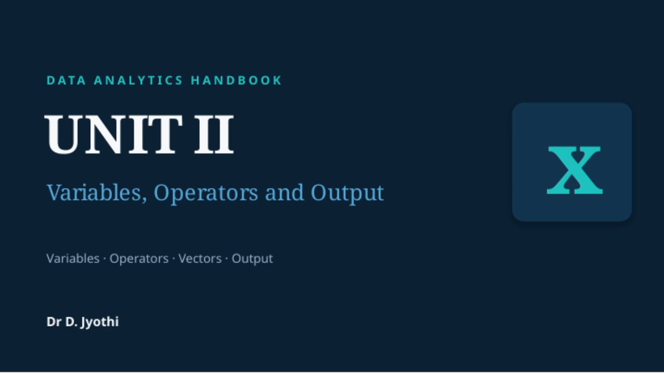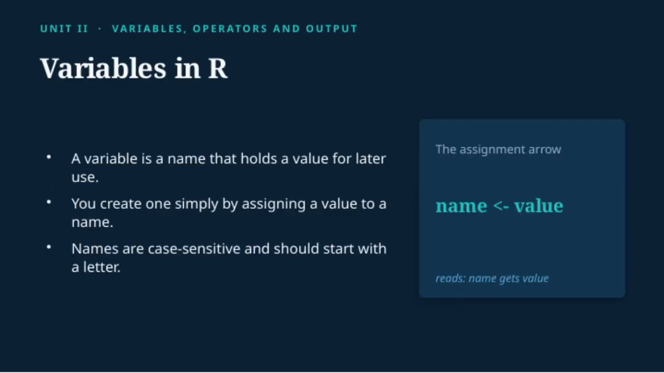Let's get started. Let's talk about variables, the building blocks of any program. A variable is basically a name that holds a value, so you can use it later. You create one by assigning a value to a name, using an arrow that points from the name to the value. In R, these names are case-sensitive and should always start with a letter. This simple concept lets us store and work with data efficiently as we move forward.